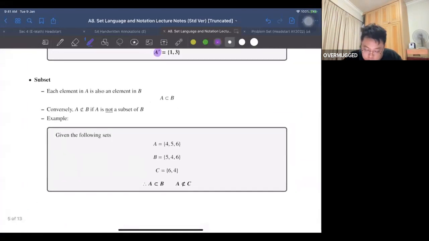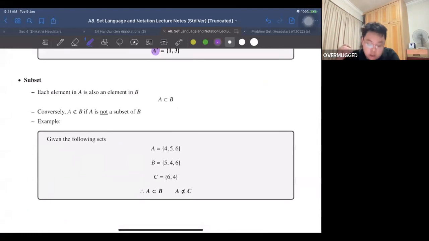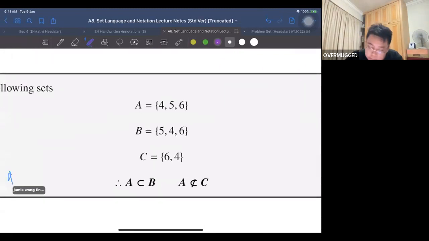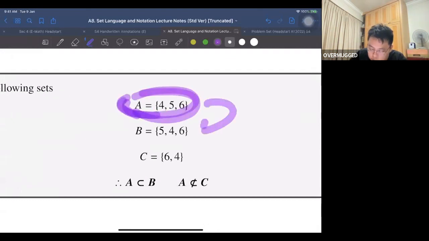Next is subset, and not a subset. It's this symbol, the C shape, and the symbol with the slash. Basically, it means each element in A is also an element in B. The example here is maybe a little bit confusing, so be careful. I have 3 sets, A, B, and C. A is 4, 5, 6. B is 5, 4, 6. If I say that A is a subset of B, why? Because every single element appearing in A is inside B. This is why A is a subset of B.